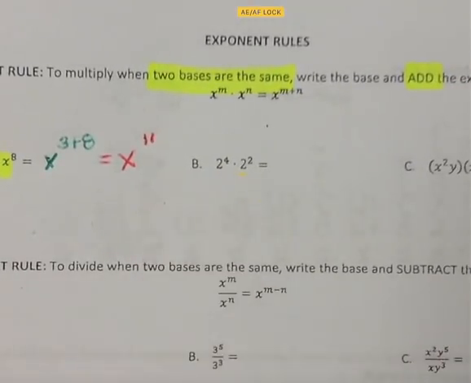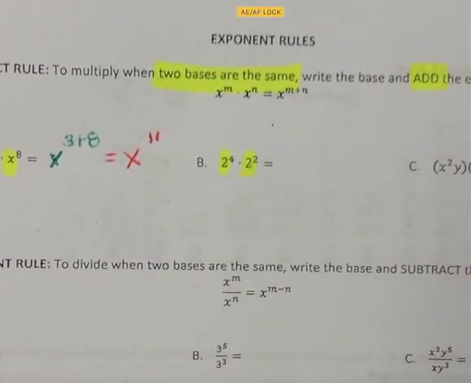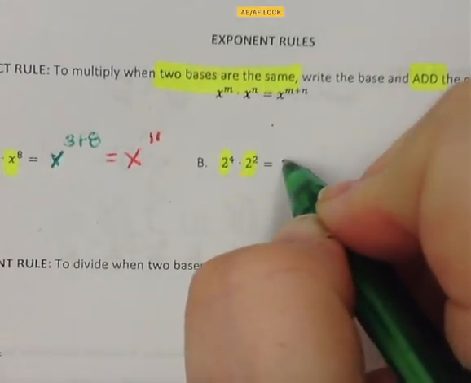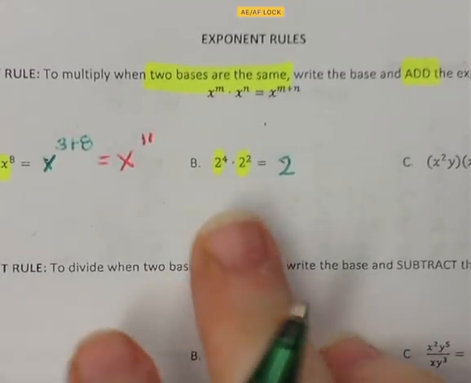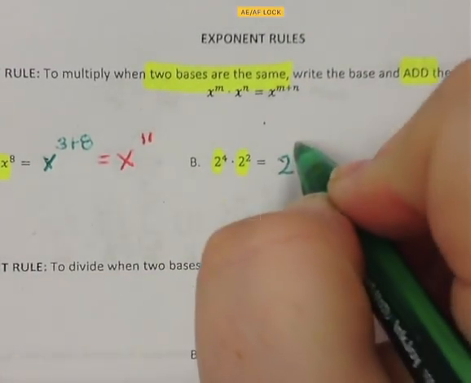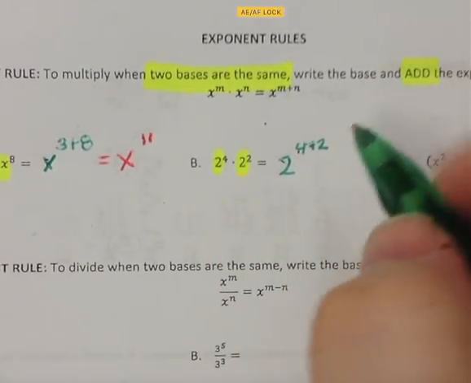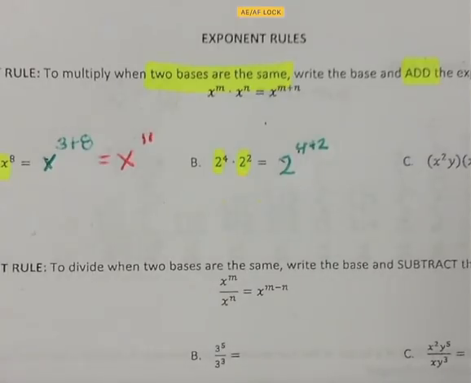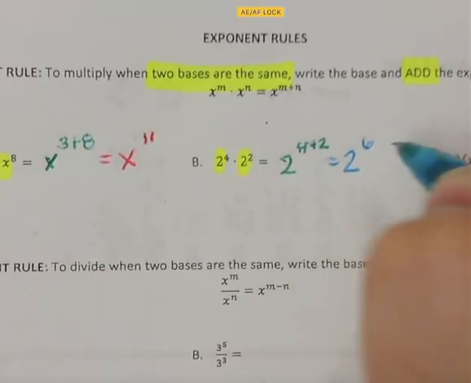On part B, we have 2 to the fourth times 2 to the second. Now because again we have the same base, we can do the product rule. So again, we write that base, that 2, and then we add the exponents. So it's 4 plus 2. This is equal to 2 to the 6th power.